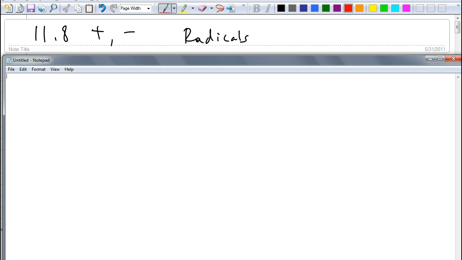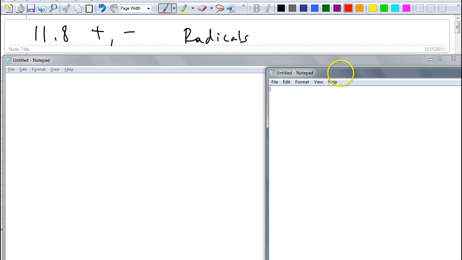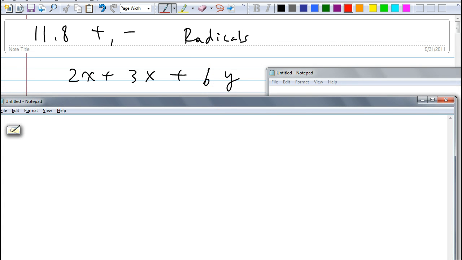So today, if you pay attention, if you know how to simplify this simple expression, 2x plus 3x plus 6y, then you could do the rest of it. You could actually add and subtract radicals if you know how to do this. Turns out, is this pretty straightforward? 2x plus 3x plus 6y. Do you all know how to add or simplify this? Go ahead, everybody do it. I'll wait. Because if you know how to do this, you know how to add and subtract radicals.